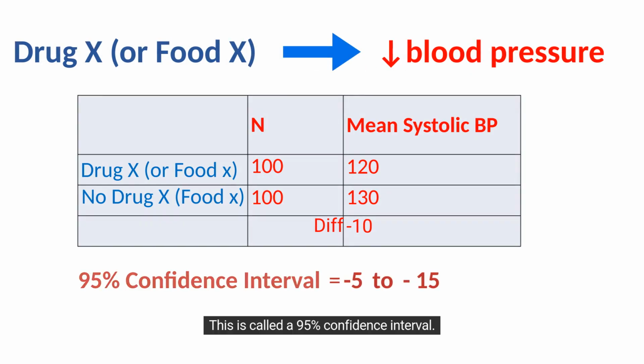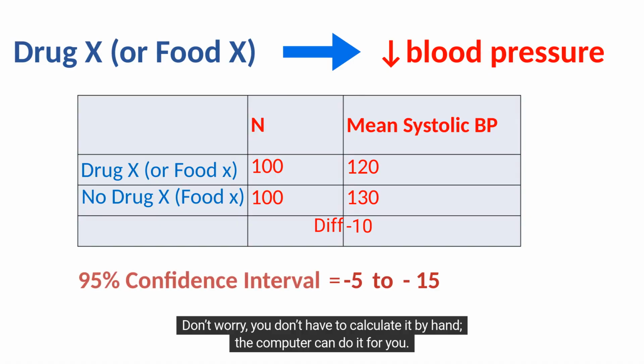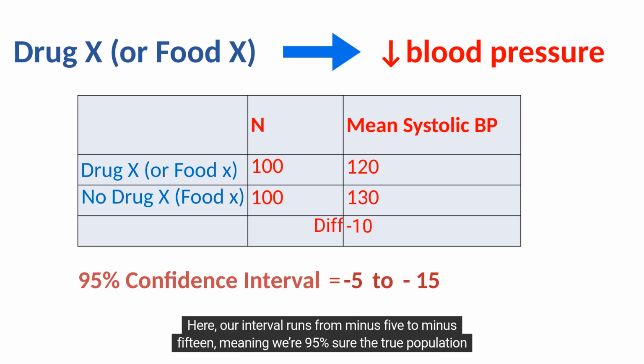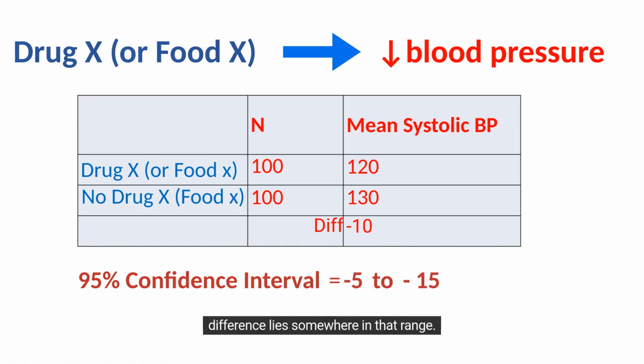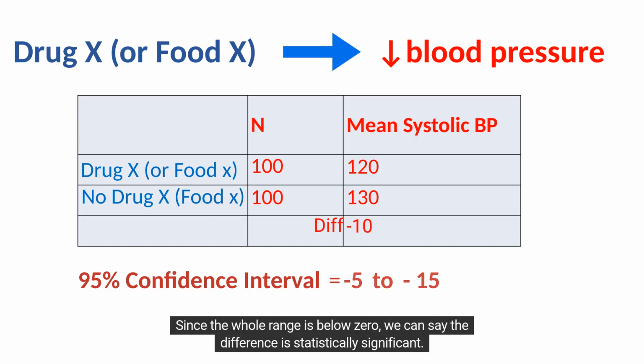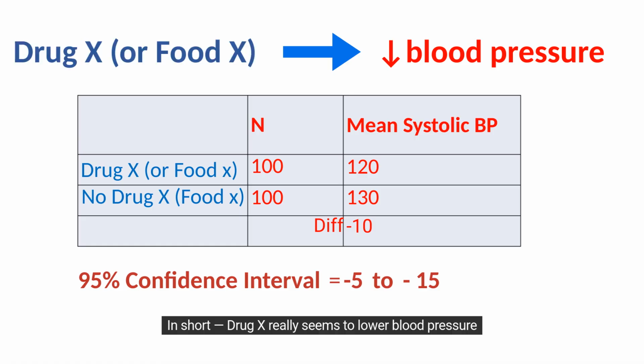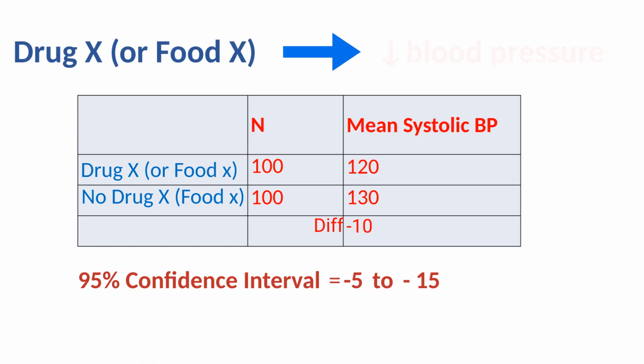This is called a 95% confidence interval. Don't worry, you don't have to calculate it by hand. The computer can do it for you. Here, our interval runs from -5 to -15, meaning we're 95% sure the true population difference lies somewhere in that range. Since the whole range is below 0, we can say the difference is statistically significant. In short, drug X really seems to lower blood pressure.